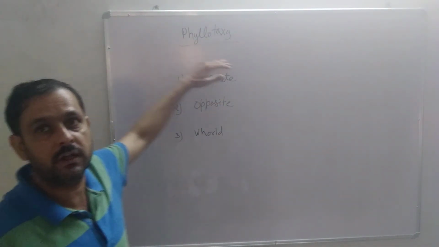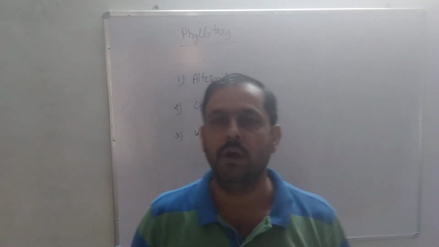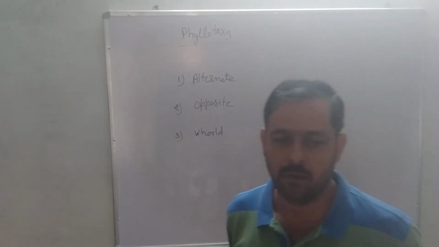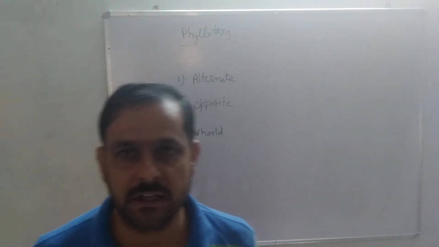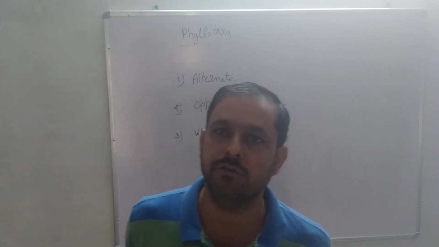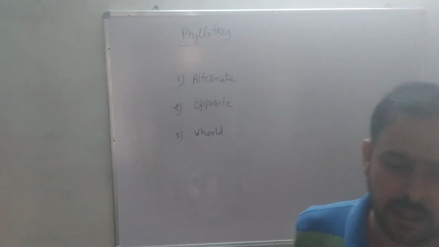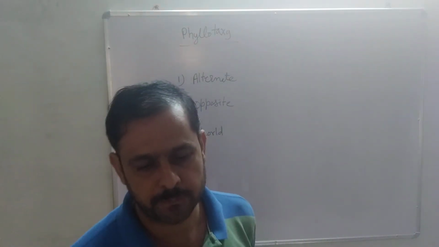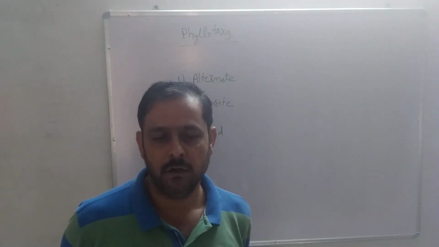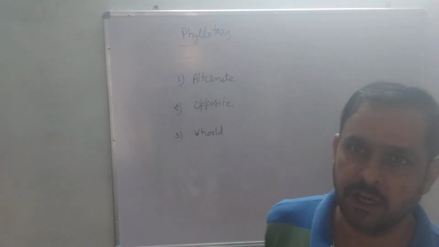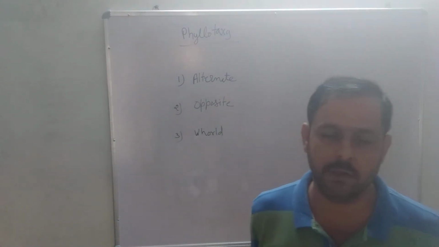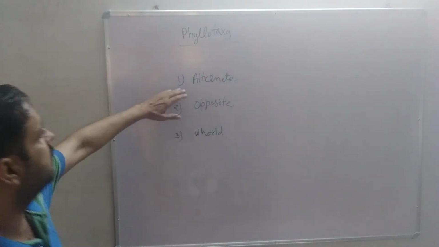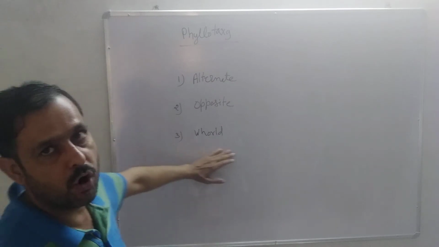Now next topic is phyllotaxy. What is phyllotaxy? The arrangement of leaves on a stem or branch. The leaves are so arranged that they get an appropriate amount of sunlight for photosynthesis. It avoids overlapping of leaves at one place. It is basically of three types: first alternate, second opposite, and third whorl.